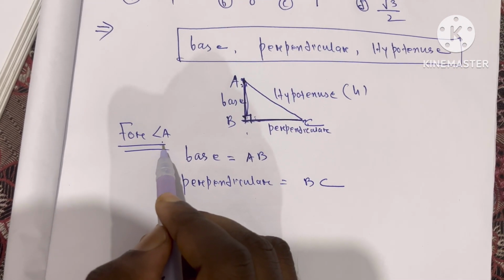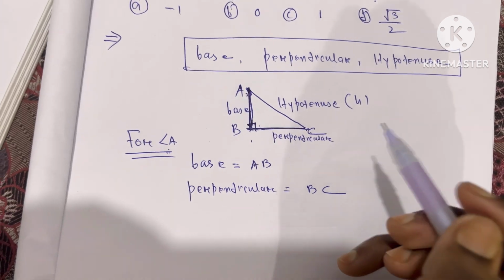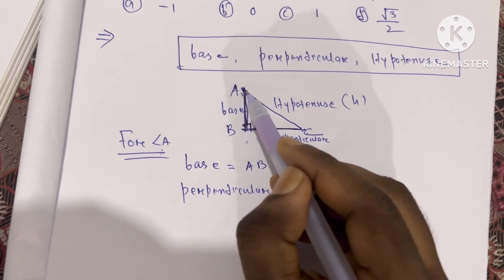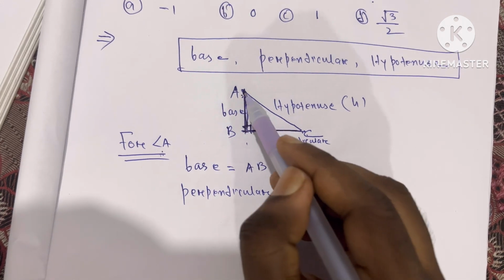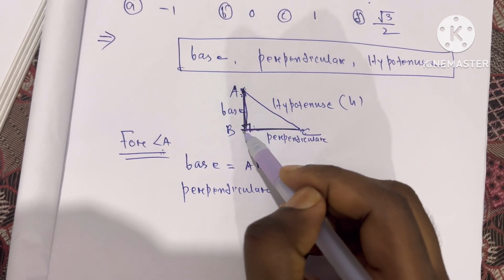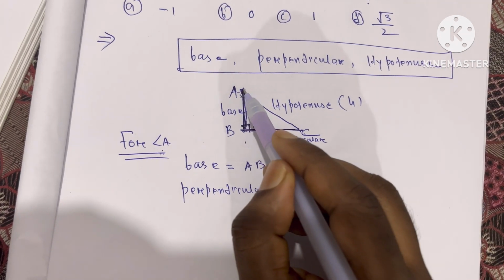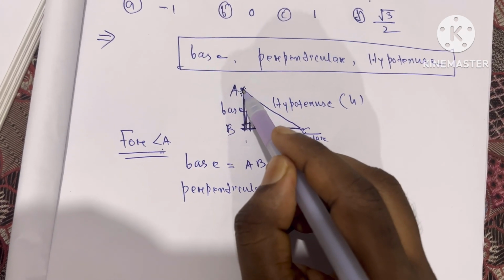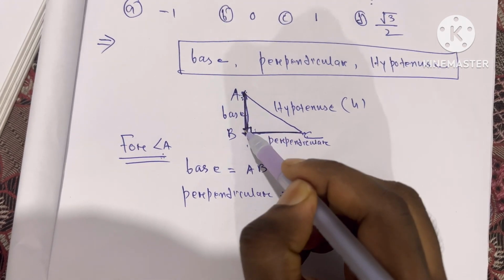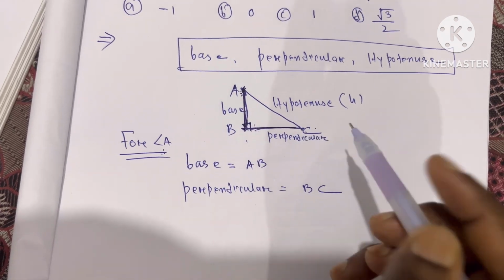And I consider angle A. For angle A, base is what? AB. So base means the line between the given angle and the 90 degree angle. The joining line between 90 degree and the given angle is called base. So for angle A, base will be AB, because A is contained in AB. So if AB is base, then perpendicular will be BC.